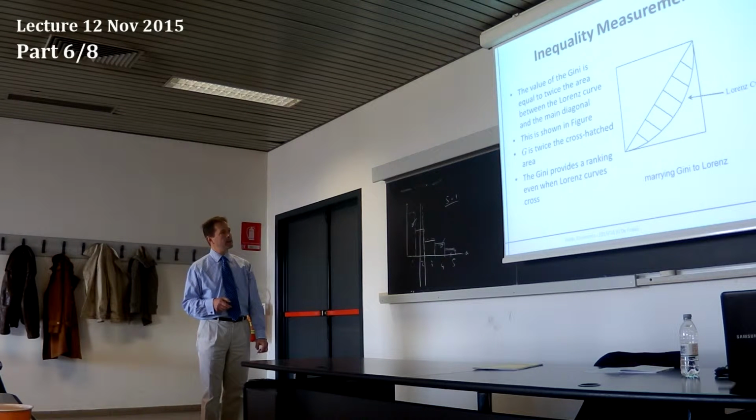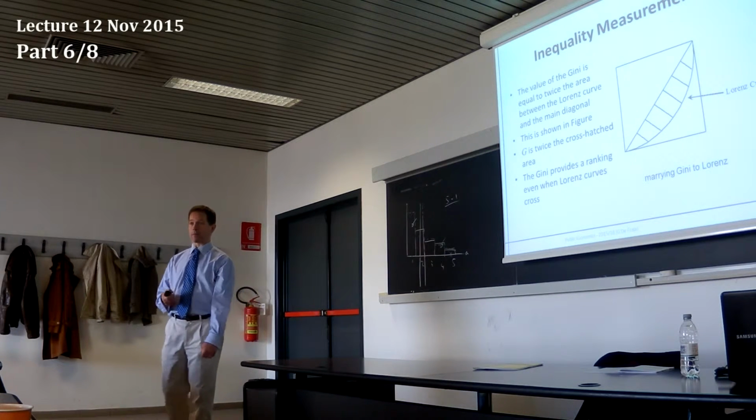And that's the integral between the two, and the integral is the Gini index, which is twice the cross-hatched area. So when the Lorenz curve is the diagonal, the Gini is 0 because the integral between the two is 0. When the Lorenz curve is at maximum inequality, so the Lorenz curve is here, then this area is a half. We double it and we get 1, which is maximum inequality.